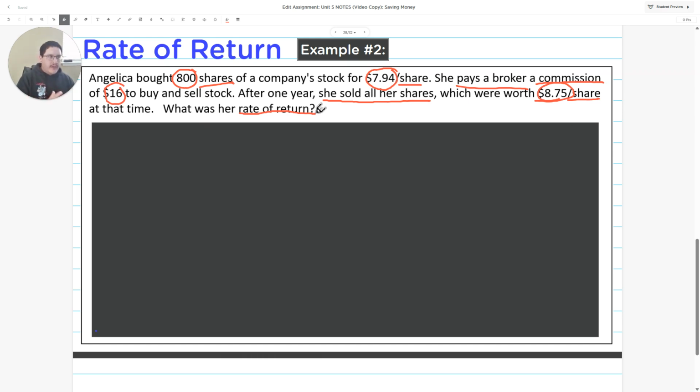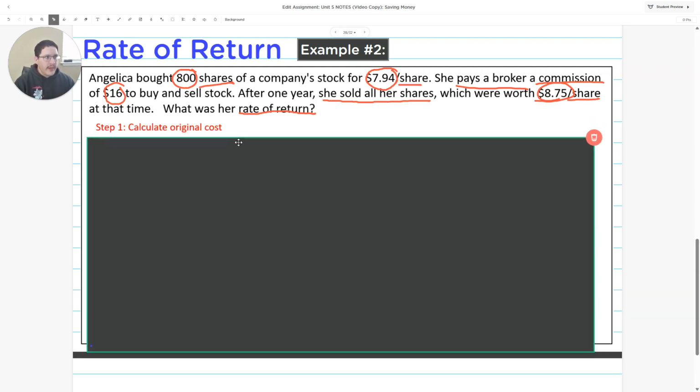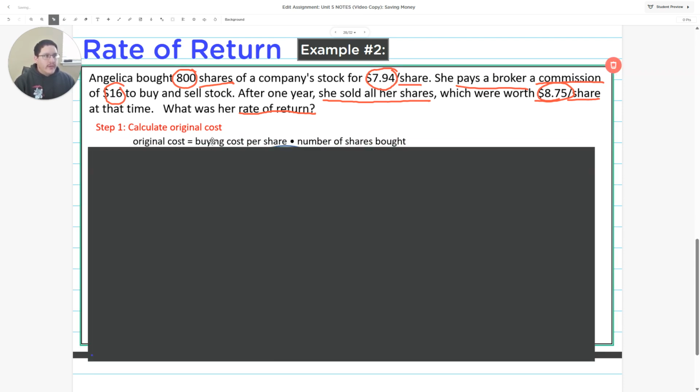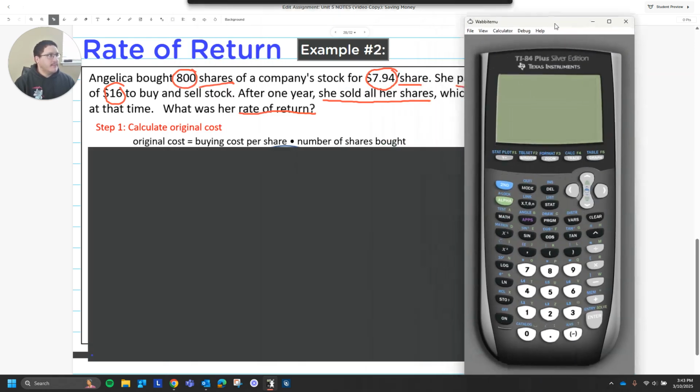So here's the information, what I circled and underlined. Where do we start with this? Well, first, let's figure out how much she bought. What was her price for buying 800 shares at $7.94? So step 1, calculate the original cost, which is the buying cost per share times the number of shares bought.